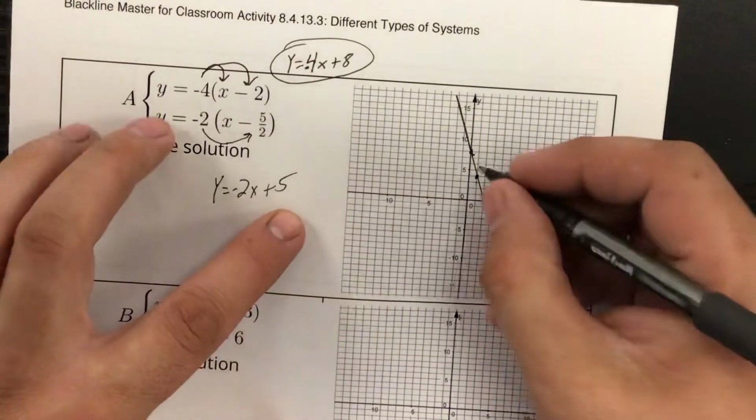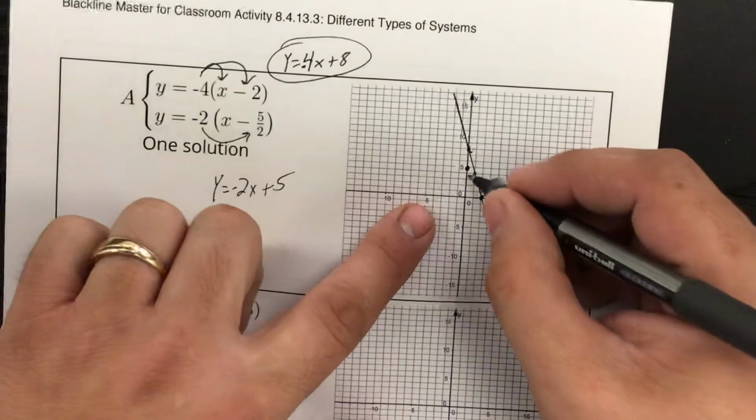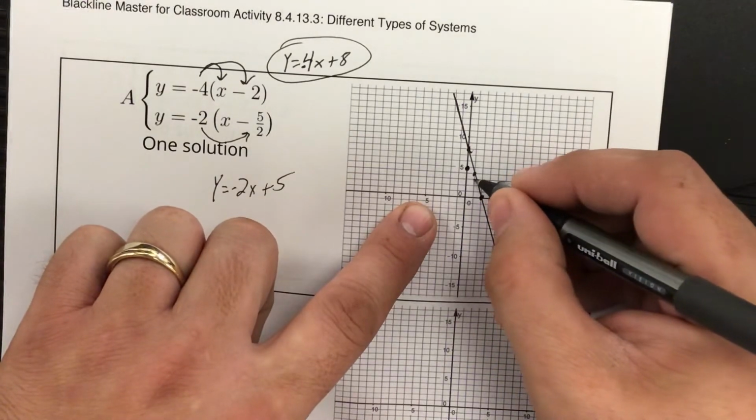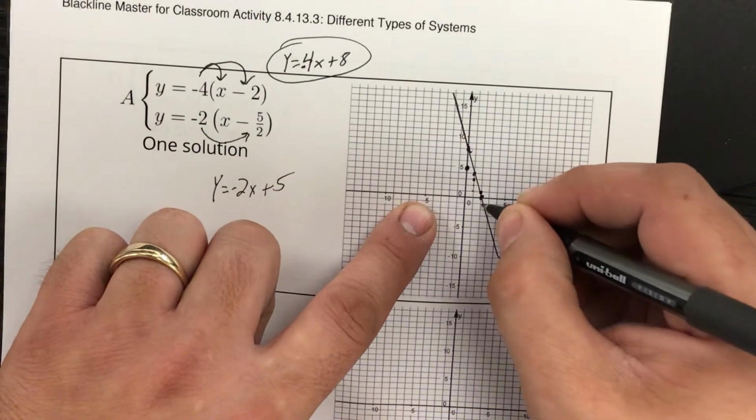Y-intercept is 5. Slope is negative 2. Down 2, to the right 1. Down 2, to the right 1. Connect the dots.